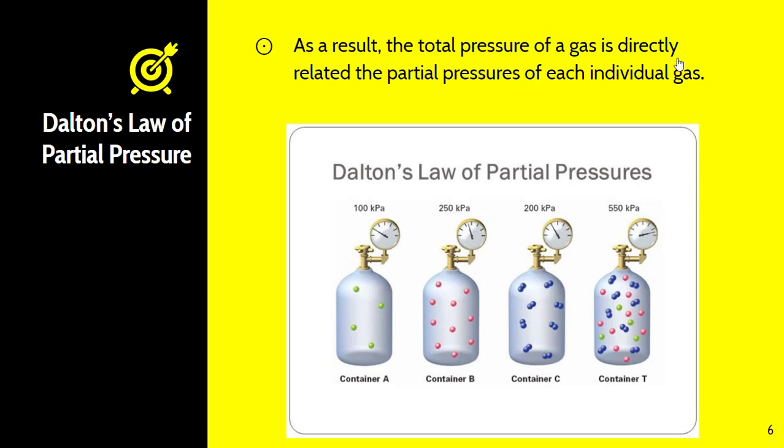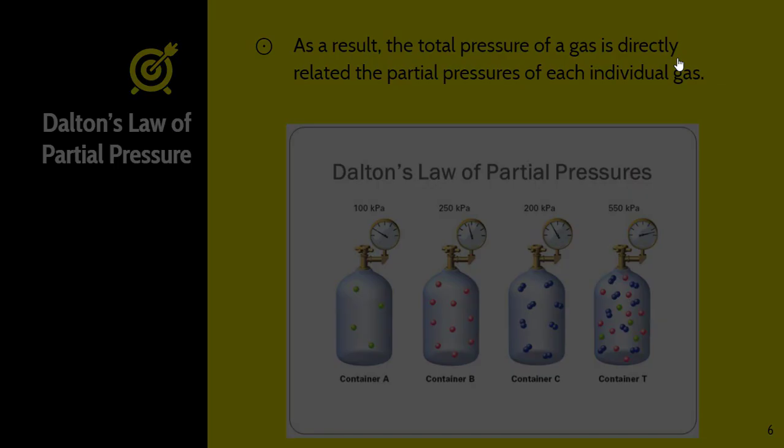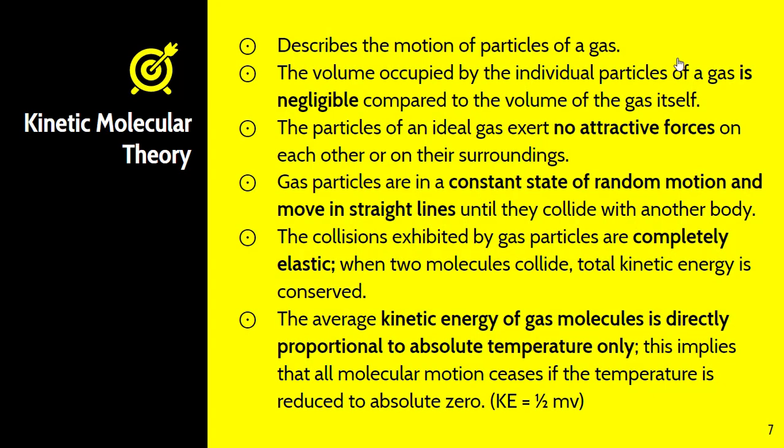And then as a result, the total pressure of the gas is directly related to the partial pressures of each individual gas. So if I have containers A, B, and C with 100, 250, and 200 kPa respectively, the total pressure, if all of those gases are in the container, is going to be 550 kPa, because the partial pressures add up to equal the total pressure of the gas inside of the container. A lot going on here, but some key concepts to understand.